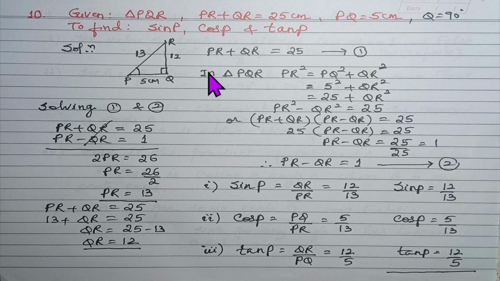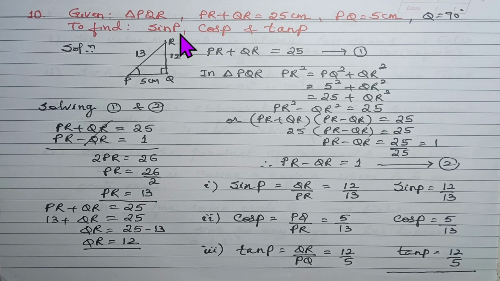Now the question here is, only PQ is given to us, we are not given PR and also QR. So that means two unknowns are there, and to find two unknowns we should get two equations. Let us see how to get two equations. The first equation is already known to us, that is PR plus QR is equal to 25.